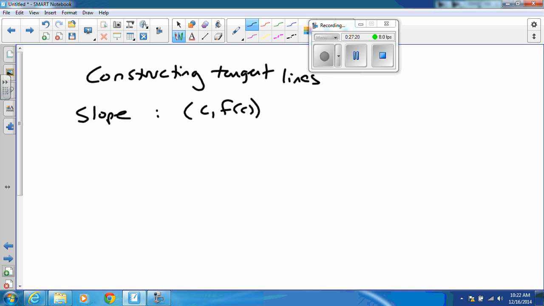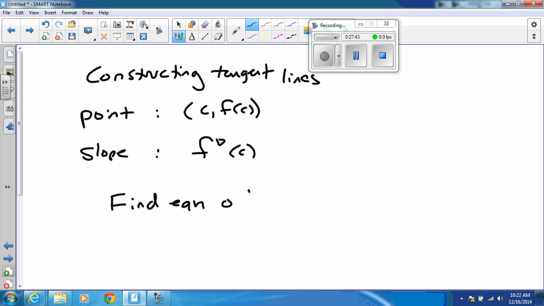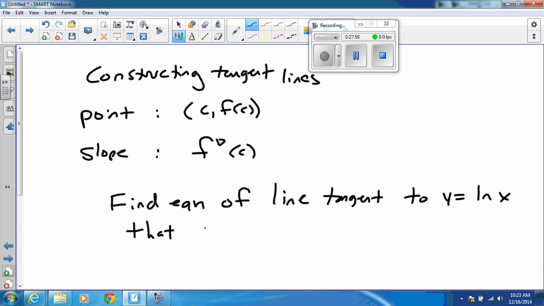And to construct a tangent line, we need a point, which is c comma f of c, where c is the point of tangency, and we need a slope, which will be f prime of c. And a typical kind of question that I might ask might be something like, find the equation of the line tangent to y equals ln x that goes through the origin.